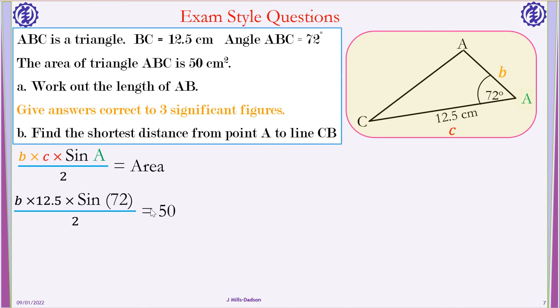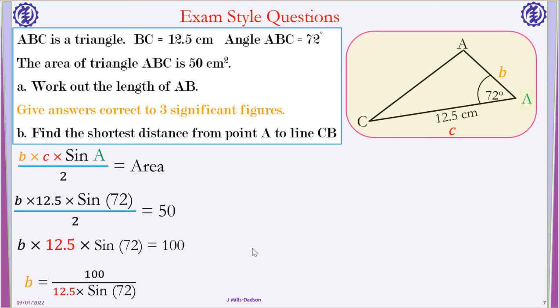Then we work backwards. Multiply through by 2. 12.5 times sine 72 is multiplying B. So to work out B, we divide 100 by 12.5 times sine 72. And B is 8.41. So we now know B as 8.41, to 3 significant figures.